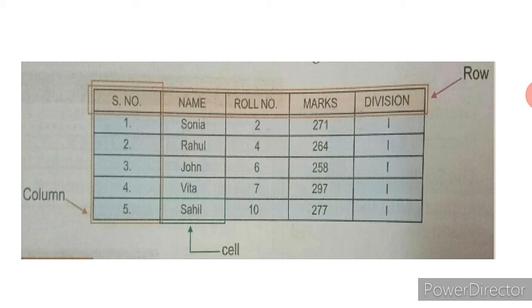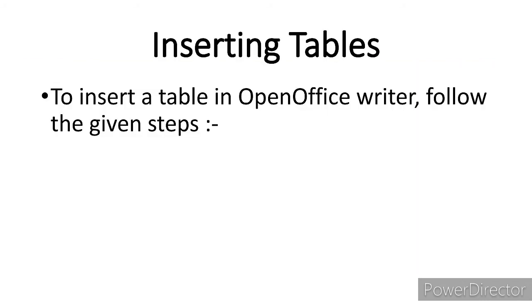And this is your column. This full thing is your column and these are your rows. These are your rows and one single box is called a cell. Any box here, any box is called a cell. You have understood what is column, row and cell.